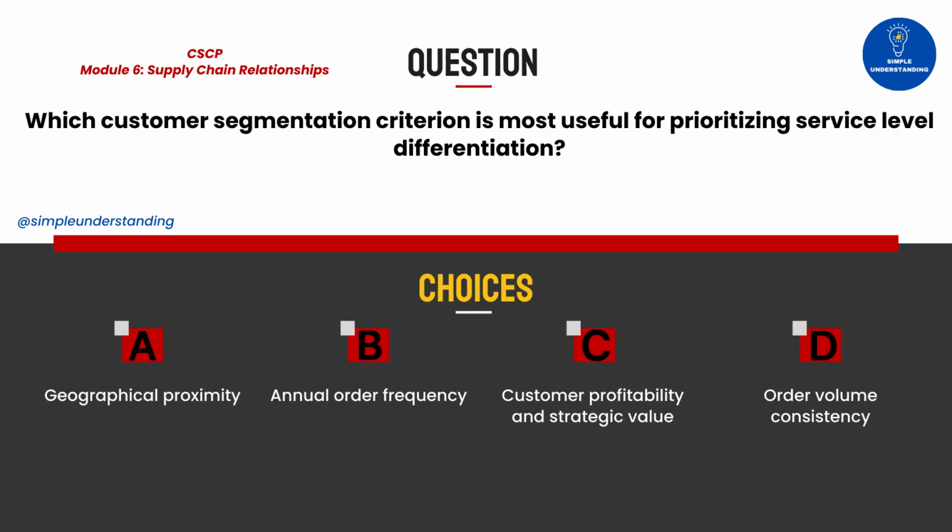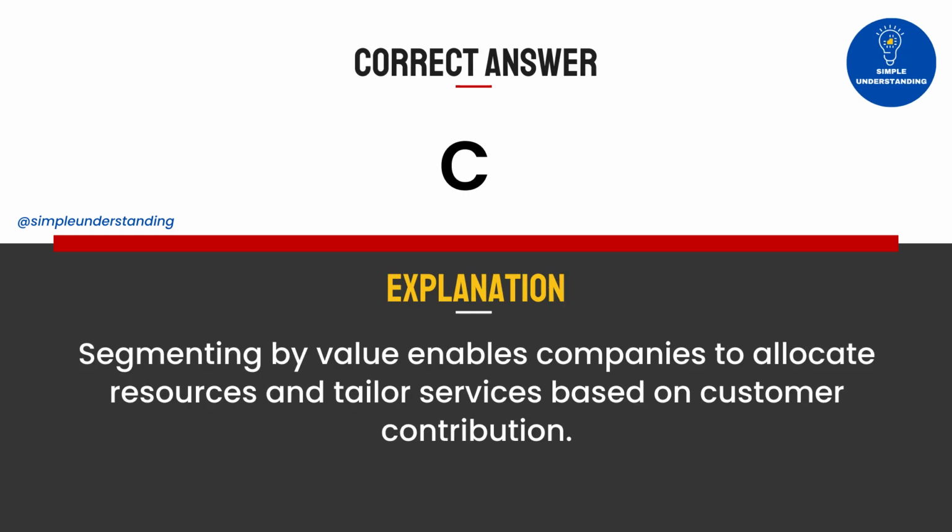3. Which customer segmentation criterion is most useful for prioritizing service level differentiation? A. Geographical proximity. B. Annual order frequency. C. Customer profitability and strategic value. D. Order volume consistency. Correct answer: C. Explanation: Segmenting by customer value helps tailor service levels and allocate resources based on strategic importance.